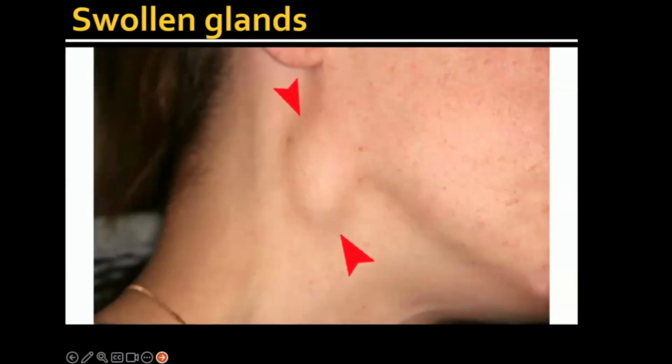So I bet if you did some blood work on this patient, you would see that the white count was pretty high because this patient is fighting off some kind of infection.